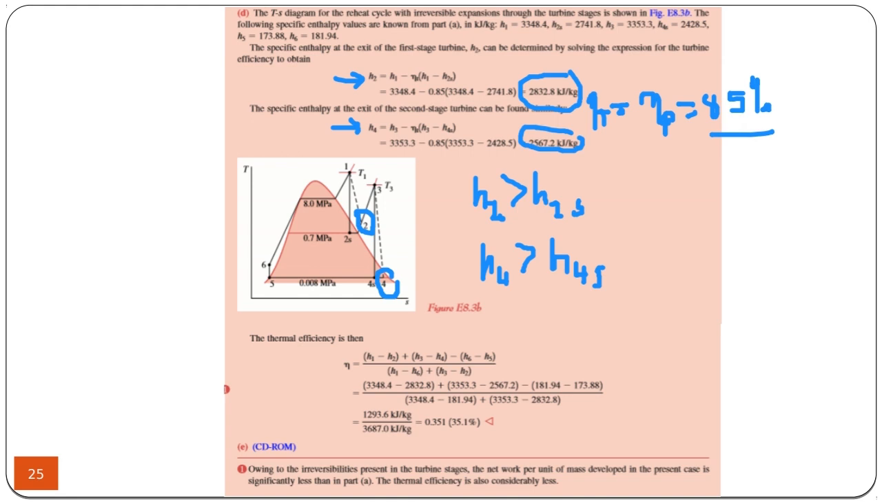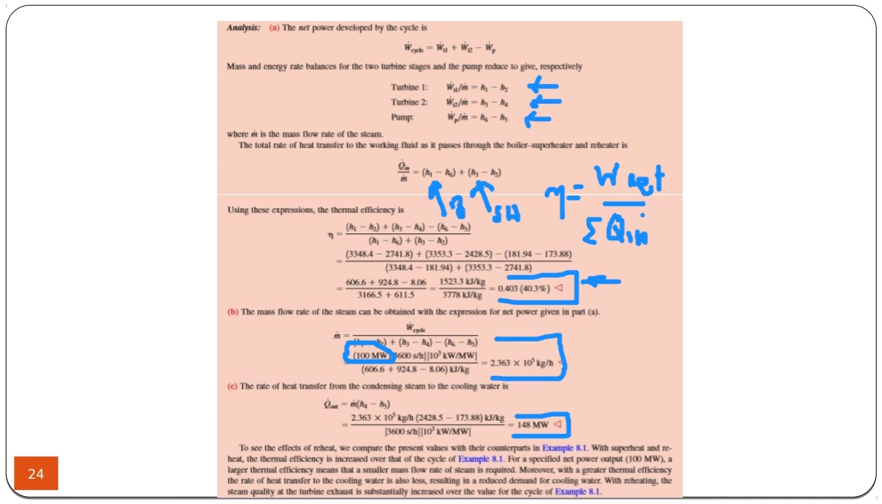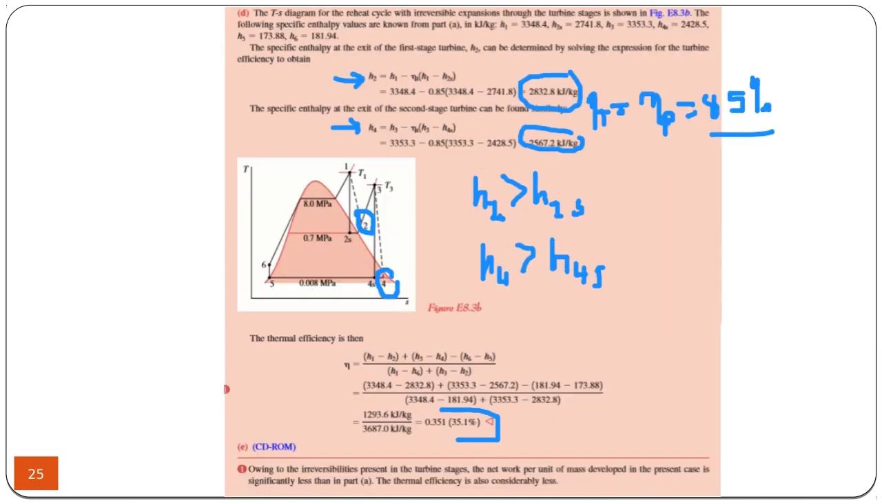So by using the irreversibilities, we will now find the efficiency to be 35%, which is less than the reversible case. In the reversible case, remember that it was 40%. By the inclusion of irreversibilities, we see that the efficiency of the system has gone down to 35%.